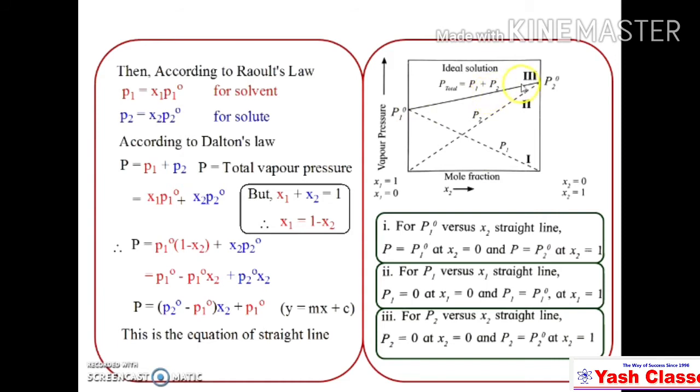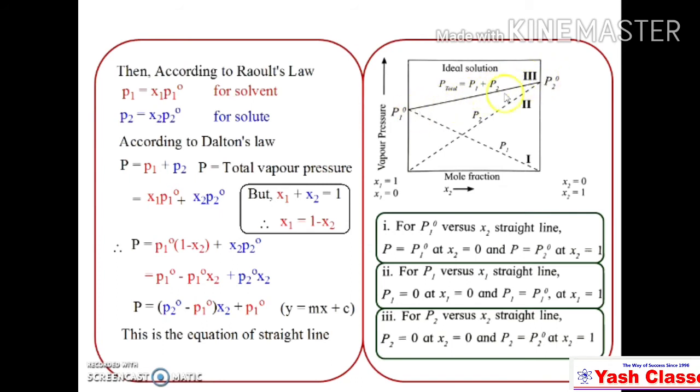Now consider this solid line. Along this line, total pressure increases from here up to here, and the total pressure is the sum of the partial pressure of A1 as well as the partial pressure of A2. So this solid line represents the total pressure, and it increases steadily as the value of x2 increases.